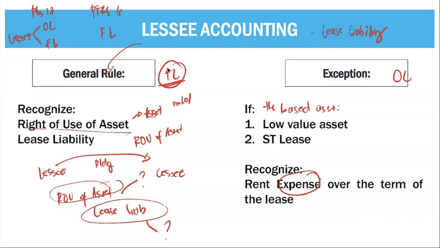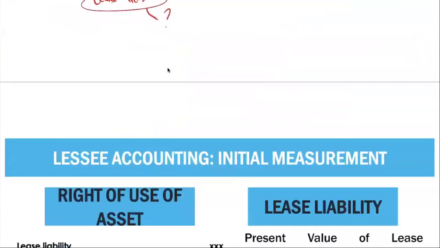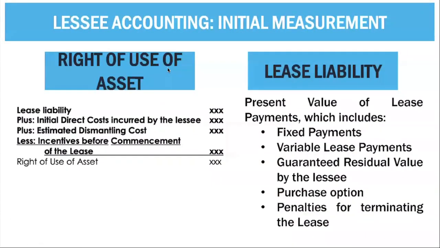Okay? So let's say accounting general rule, finance lease, that is the recognition of a right of use asset and lease liability. Exception to the rule, we use your operating lease, that is your low value asset and short-term lease, wherein we recognize rent expense over the period of the lease. Now, for your measurement for lessee accounting, we said we have two items that we need to recognize.